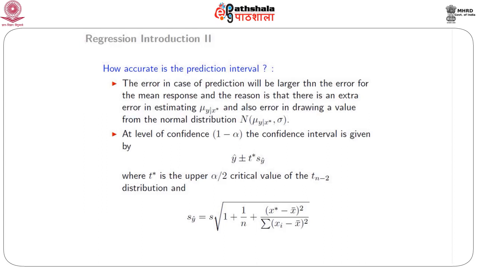At level of confidence 1 minus alpha, the confidence interval is given by y hat plus minus t star times s subscript y hat, where t star is the upper alpha over 2 critical value of the t n minus 2 distribution, and in case of prediction interval, the standard error of the predicted value, or the standard error of y hat, is of the form s times square root of 1 plus 1 over n plus (x star minus x bar) square divided by summation (xi minus x bar) square.